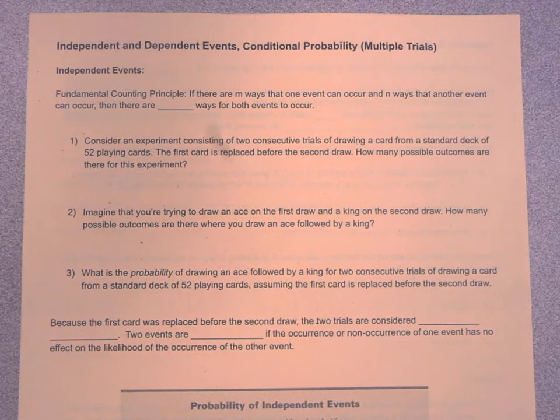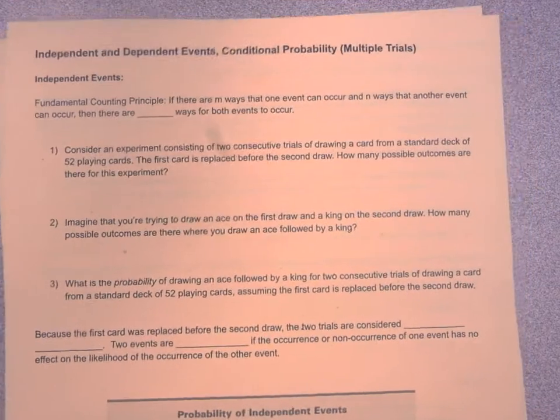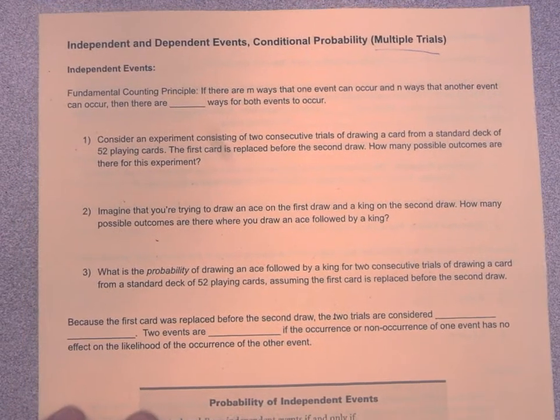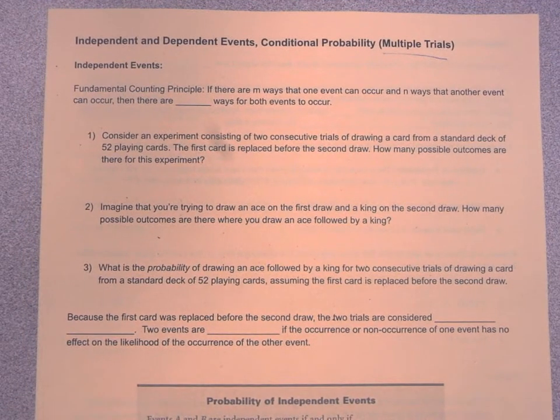Hey everybody! Today's lesson is a continuation of the probability lesson that we did last time, and we're just going to extend it a little bit. Today we're going to talk about how you find probabilities when you have multiple trials. So instead of just rolling the die one time, you roll the dice twice, or instead of picking one card, you're choosing two cards or something like that.